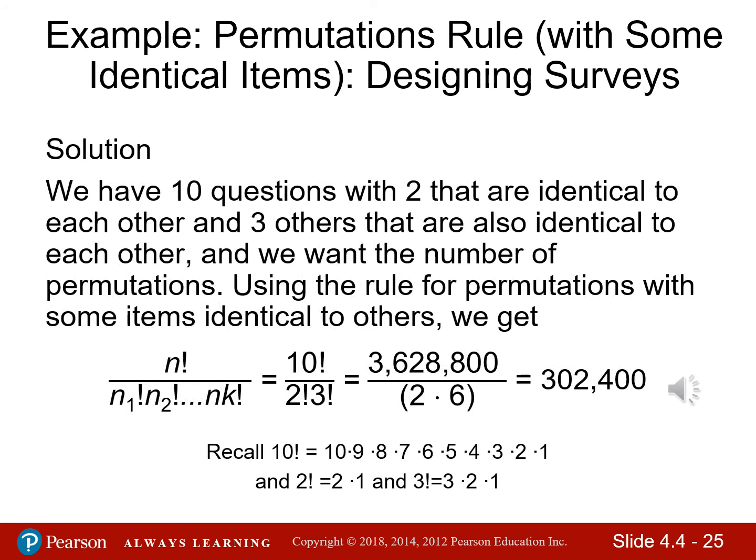So for our survey, we have 10 questions with 2 that are identical to each other and 3 others that are also identical to each other. And we want the number of permutations. Using the rule of permutations with some items identical to others, we get n factorial over n1 factorial times n2 factorial. This is equal to 10 factorial over 2 factorial times 3 factorial. And that gives us a total of 302,400 different permutations.